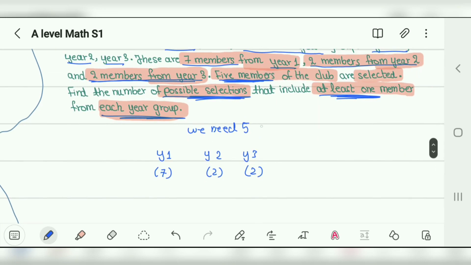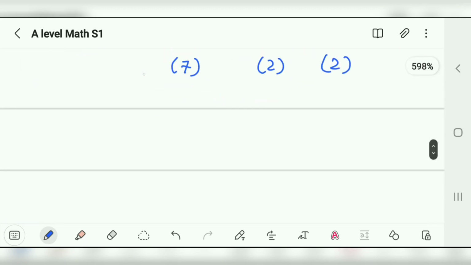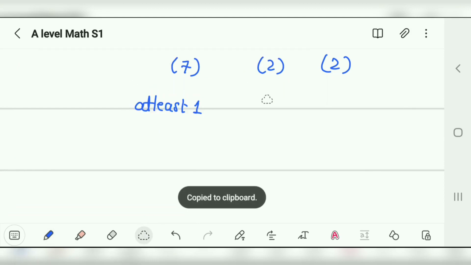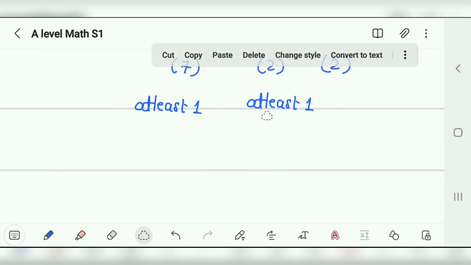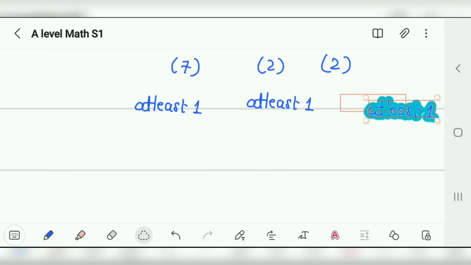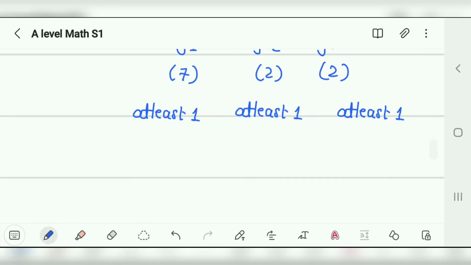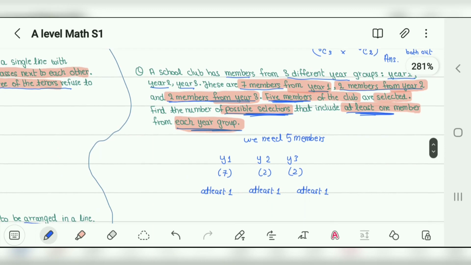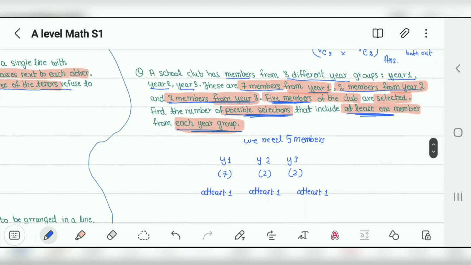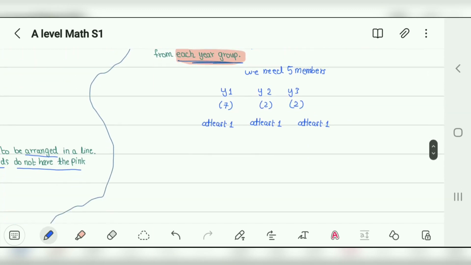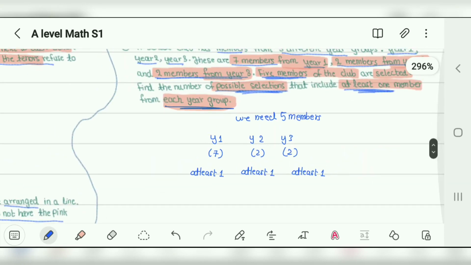We need 5 members, and they must have at least 1 from each year group. Now let's make a selection. Seeing that they are selected, we need to make possible selections.